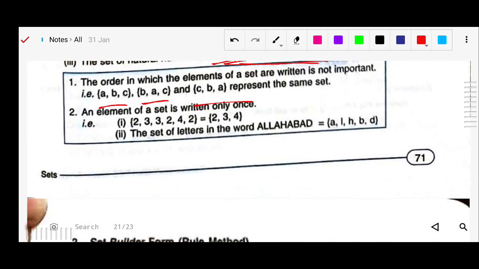So first, order is not important, but what is important is that repetition should not be there. Like 2, you can see here 3 times 2 are there, and 2 times 3 are there, so you cannot repeat it. Suppose there is Allahabad, so repetition of L is there, A is there, right? So whatever elements are used, you can write them only once, you cannot repeat it, right?